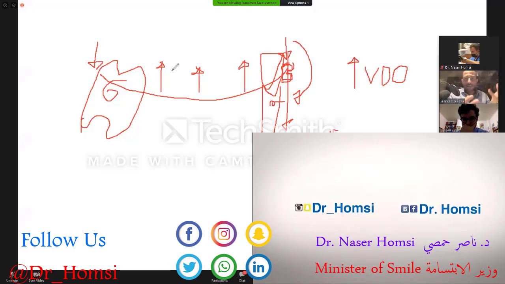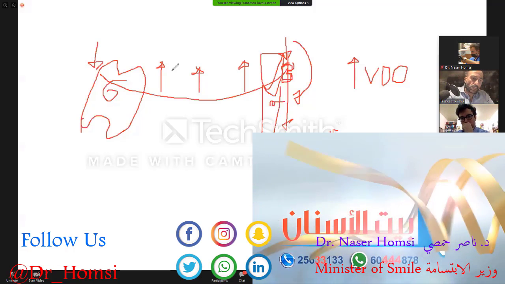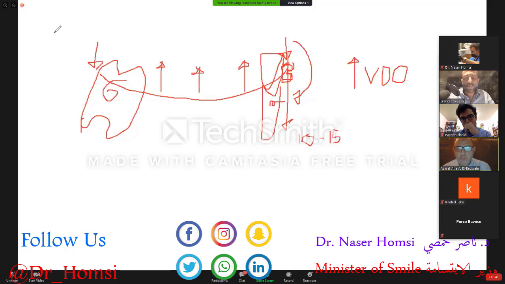I think the question was about using this continuous arch for the whole arch with the intrusive arch mechanics, instead of using a segment for the lower incisors only. I think this is the question.